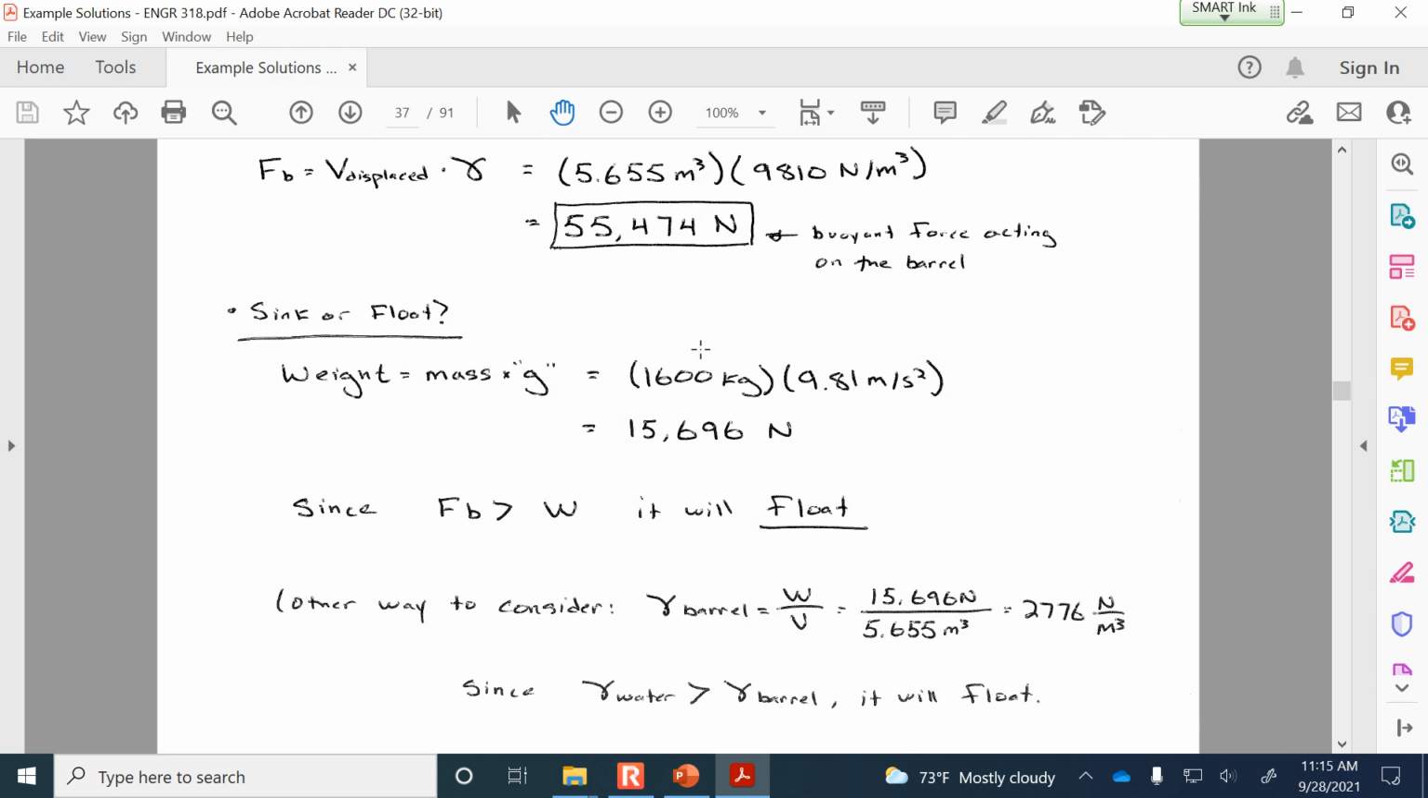Another way to look at it, just if it's going to float versus if it's going to sink, is you can calculate the unit weight of a solid object.